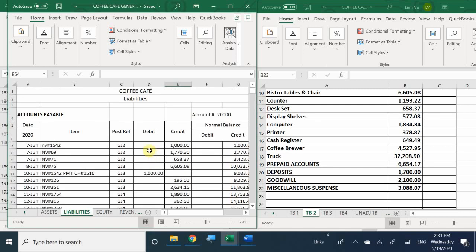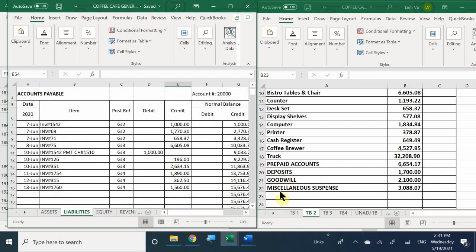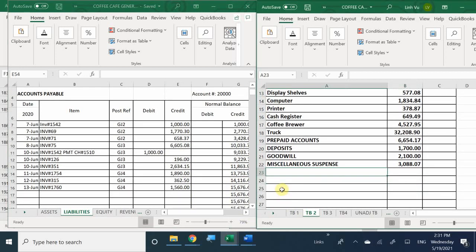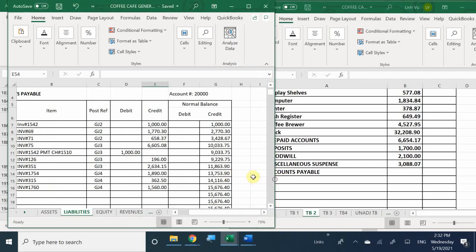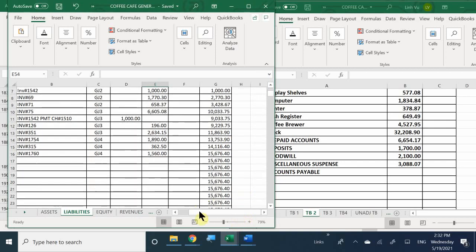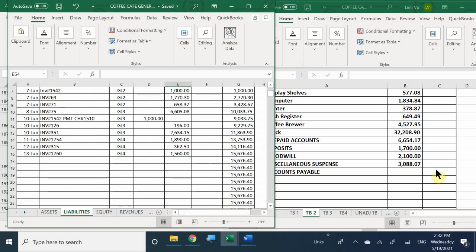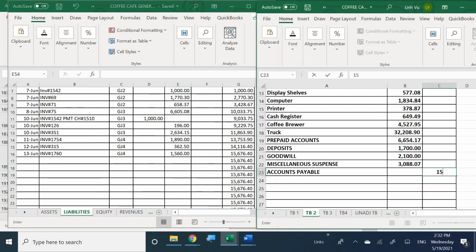So in this case, the 4 that you'll see here are going to be your accounts payable, the ones that we deal with our vendors that give us accounts. Accounts payable, and make sure you're on the credit side for the total amount. How much do you owe? 15,676.40. Like I said, that's a lot of money. 15,676.40.